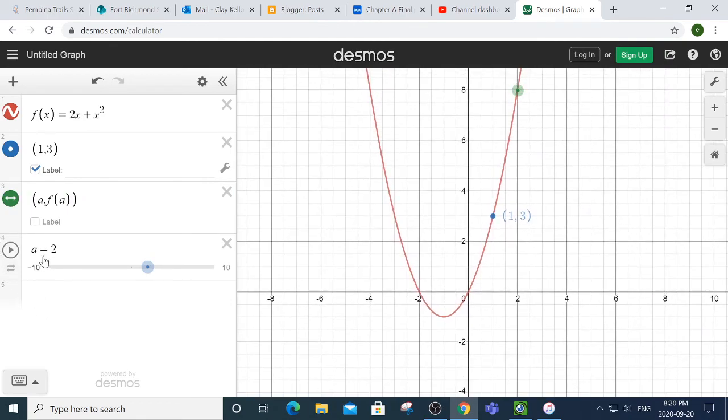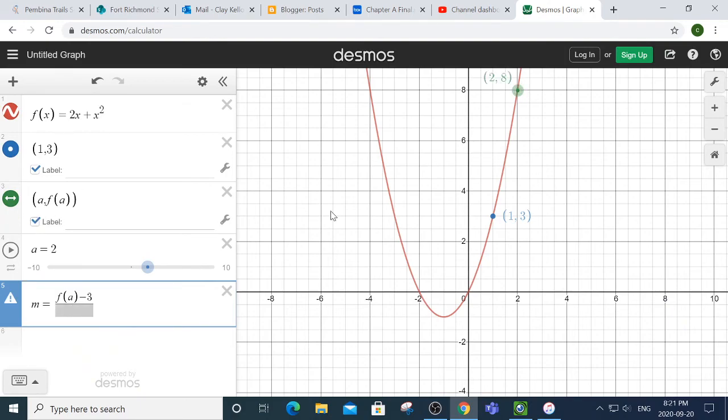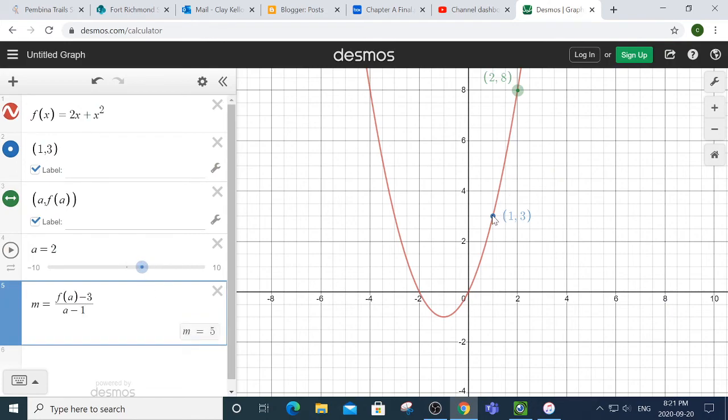So now I want the slope from this point to this point. So slope, again, remember how I entered this? It would be f of a, which is the y2 coordinate, minus 3, since this time I have a fixed point, all over a minus 1, where a is the x of this point, which is 2 in this case. And there we go. So the slope between these 2 points is 5.